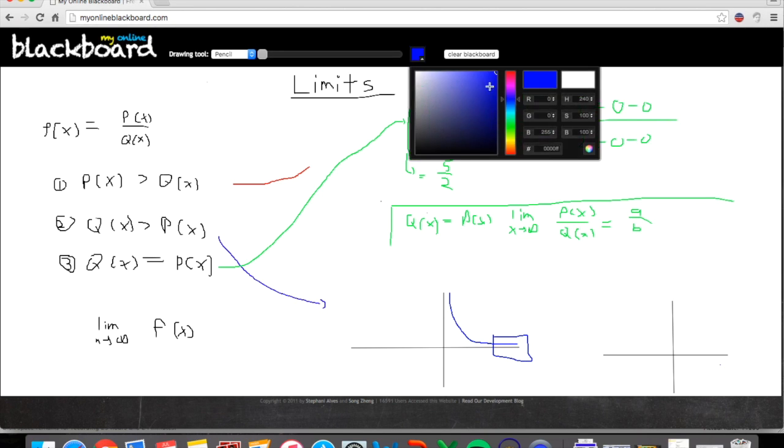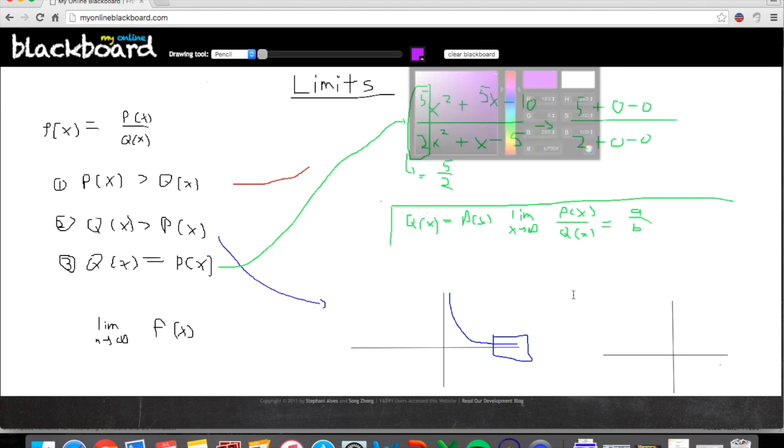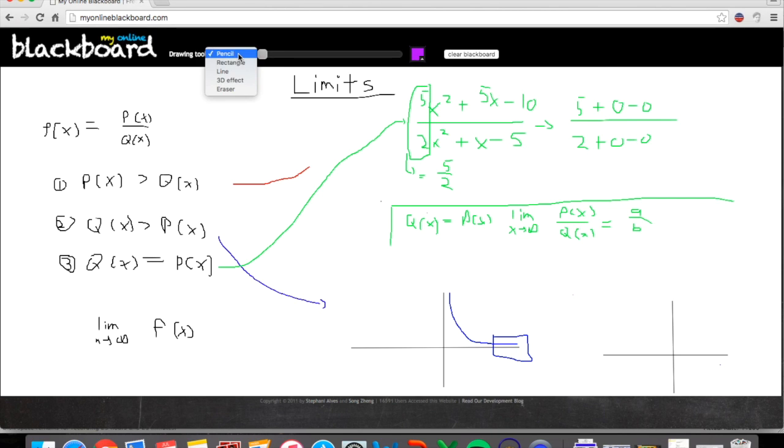On the second graph, where we have q of x is equal to p of x, let's draw this line. Let's say this is where the line 5 over 2 is. What this graph will look like is something like this, where as it approaches infinity, it approaches 5 over 2. That is the horizontal asymptote.